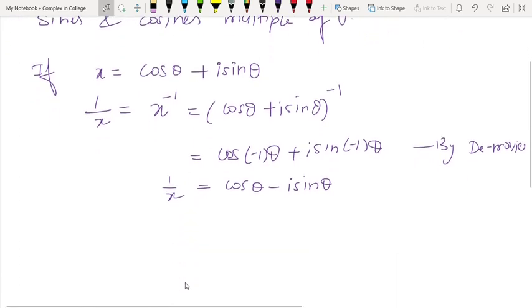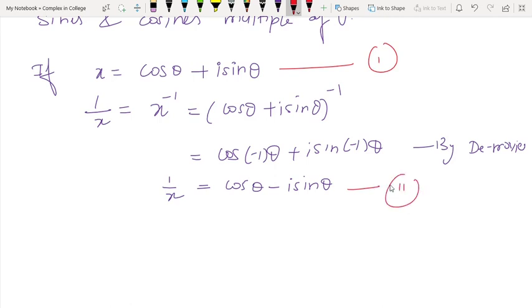So I have two results over here. The one is x equals cos theta plus i sine theta, let me mark it 1. And the other one is 1 upon x equals cos theta minus i sine theta, let me mark it 2. Clear? Now let me take the power m for equations 1 and 2 both.